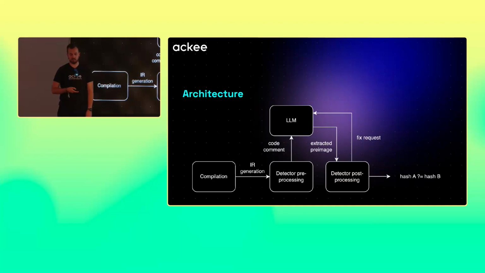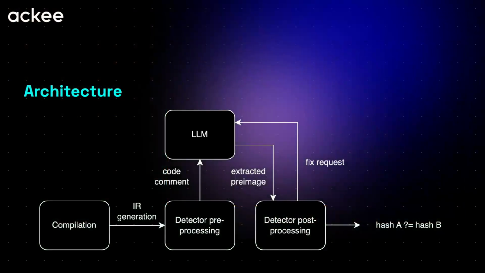So just at a high level, the architecture is that we will start with compilation, which will generate an intermediate representation model for us. Then we will do the detector pre-processing, so we don't want to send all the source code to the language model, just some small strings, which are enough. And this will be sent to the language model that will try to extract the pre-image. And then there is the post-processing part where we are trying to evaluate it.